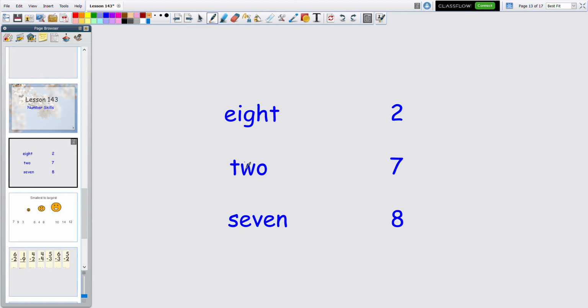All right. So let's look at this one. You can actually read this one. S, E, V, E, N. Okay, let's count that many times, or clap that many times. Ready? 1, 2, 3, 4, 5, 6, 7. Okay.